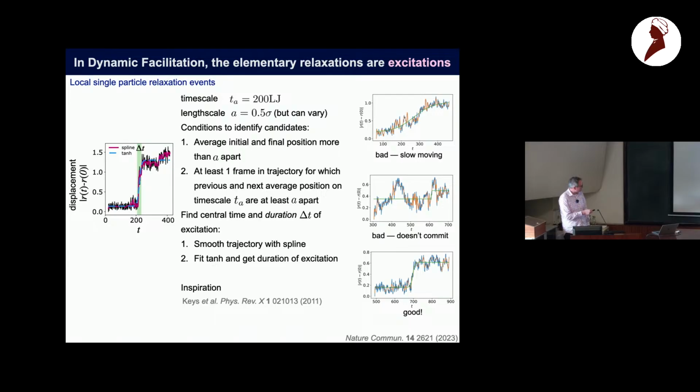So I'm just going to show here. This is the trajectory of a particle. It jumps to another point and it stays there, and we can measure the timescale over which it does that. So this would be a bad excitation. It moves too slowly. This is a bad excitation, so not an excitation. This one's also bad. It doesn't commit to the new place. It moves and then goes back. But this one would be good. It jumps quickly and it stays put where it should be.